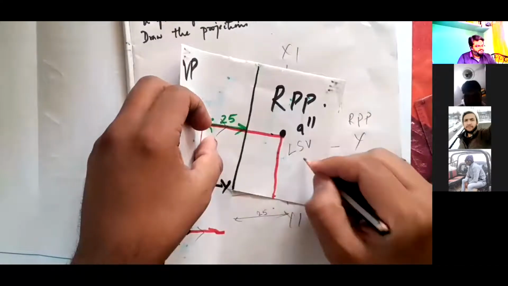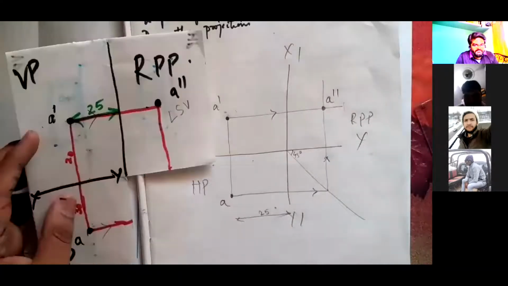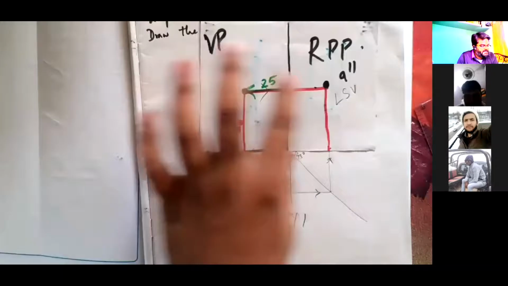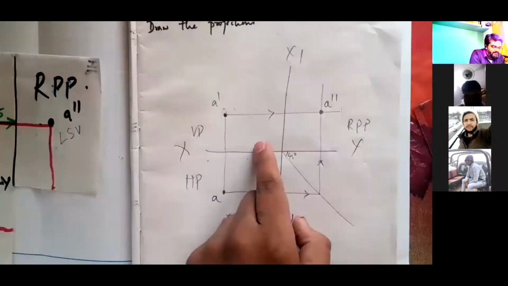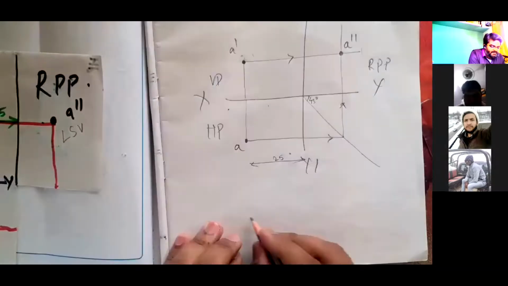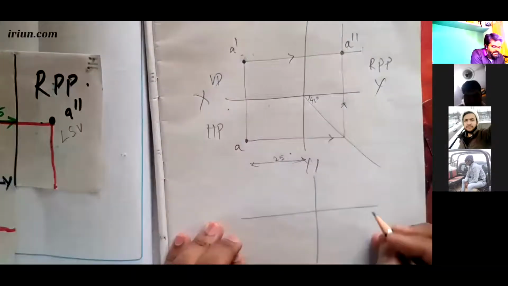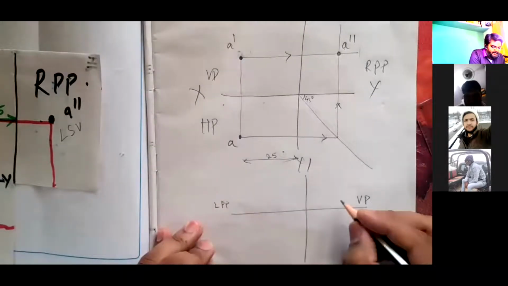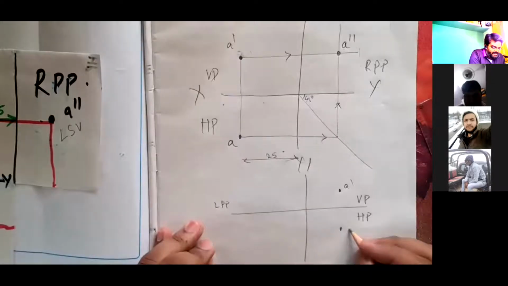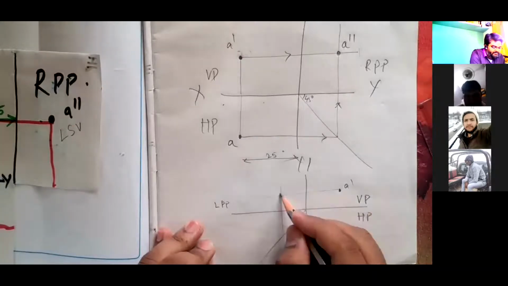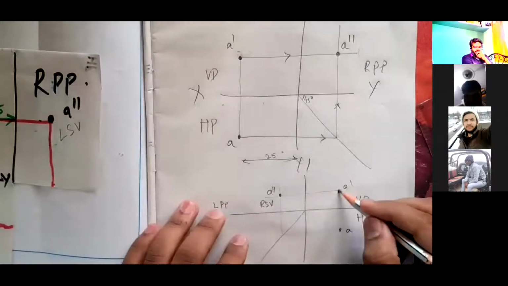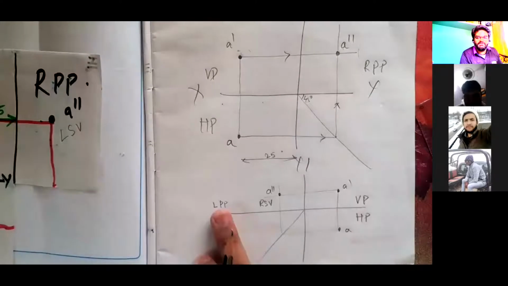Able to get it? Left side view of an object is represented on the right profile plane. Right side view is represented on the left profile plane. The same problem can be solved if it was given as VP, HP and LPP. If it was given as LPP, I could have drawn the 45-degree line from A dash towards the left, and identified A double dash, which is the right side view. Understood? You understood?